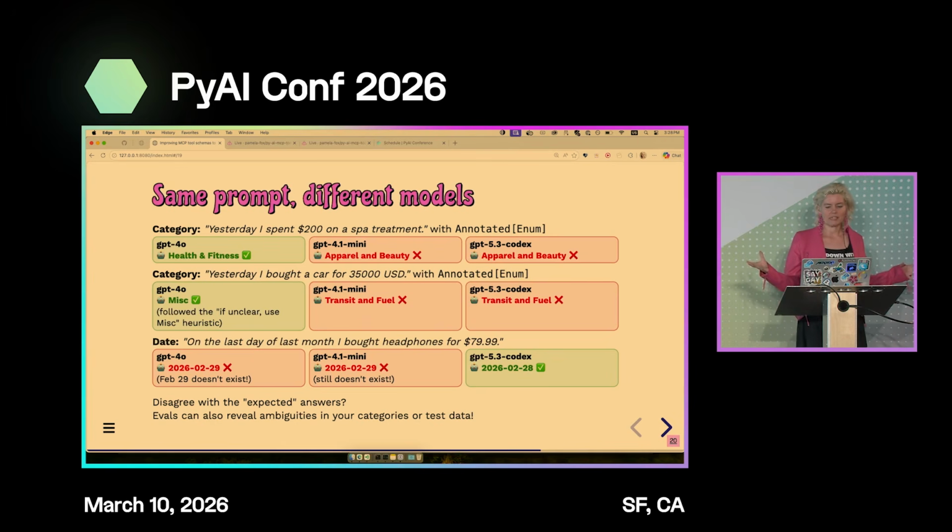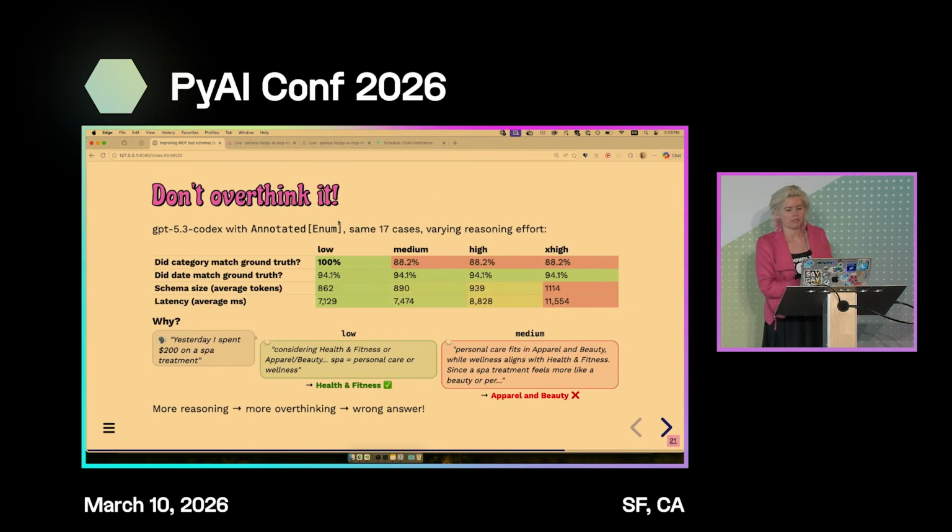So you can see some examples here, a spa treatment. Is that health and fitness or apparel and beauty? Maybe that's just too ambiguous, right? So sometimes when you run evals, you look at the results and think, you know what, maybe I should change the data I'm running it with. Maybe this data is actually ambiguous and I should be changing it anyway, because it's too hard even for a human to decide, right? Maybe some of you agree with the failures here and think those are the right answers. So every time you run evals, you learn something.